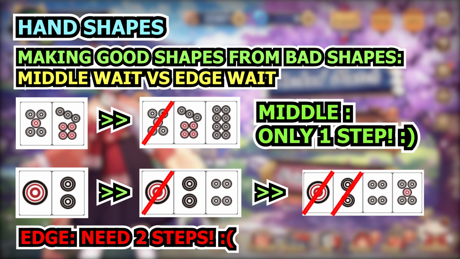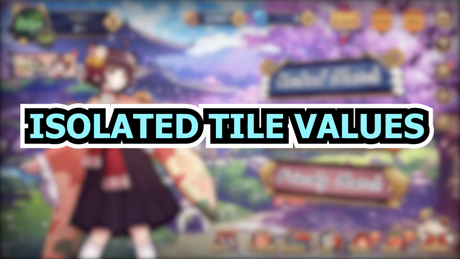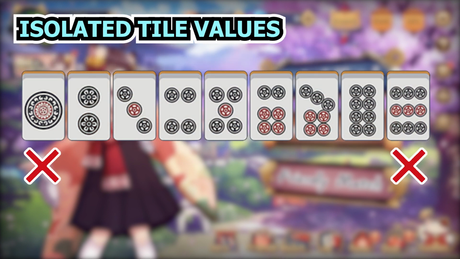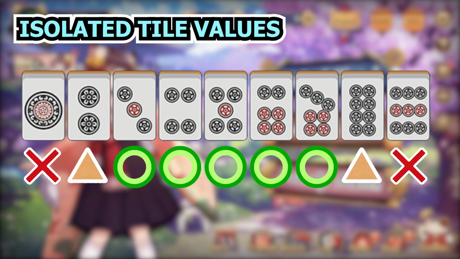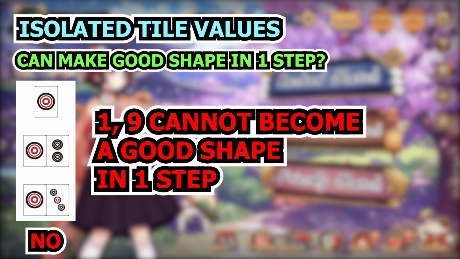From this fact, we can draw another conclusion regarding the value of a single tile. In making good shapes, terminal tiles, such as 1 or 9, are bad. 2 and 8 are kinda okay, while 3 to 7 are king. Here's why. Terminal tiles can never be made into a good shape in one step. For example, if you have a 1, you can only accept either 2 and make an edge weight 1-2, bad, or accept 3 to make middle weight 1-3, which is meh.